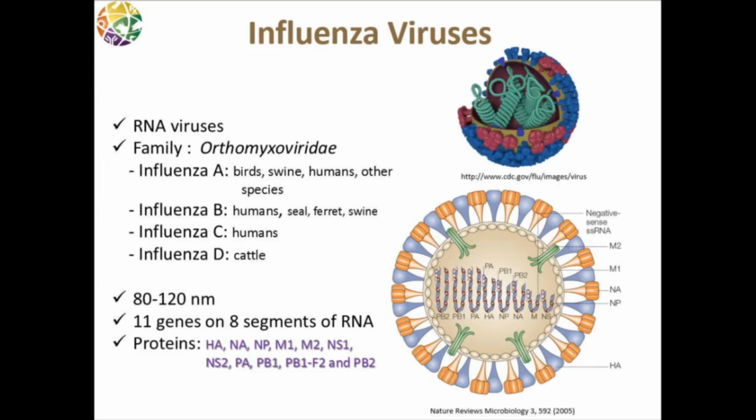Influenza virus is an RNA virus in the family Orthomyxoviridae. There are several types of influenza virus, and our major focus is on influenza A, which is spread widely in birds, swine, and humans. The genome is represented by 11 genes incorporated into 8 segments of RNA.